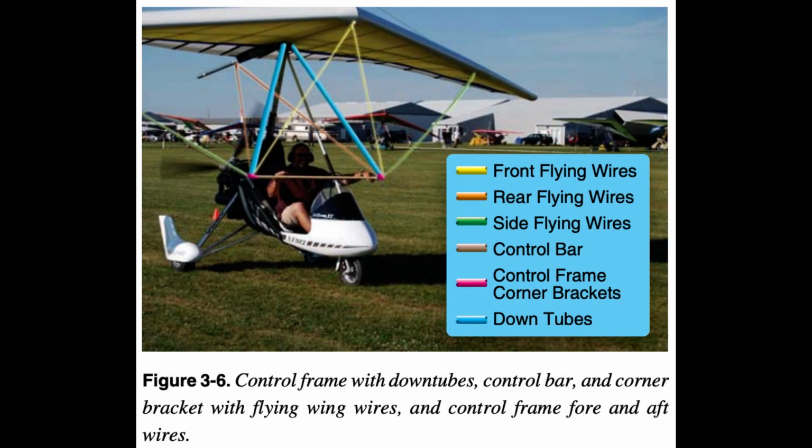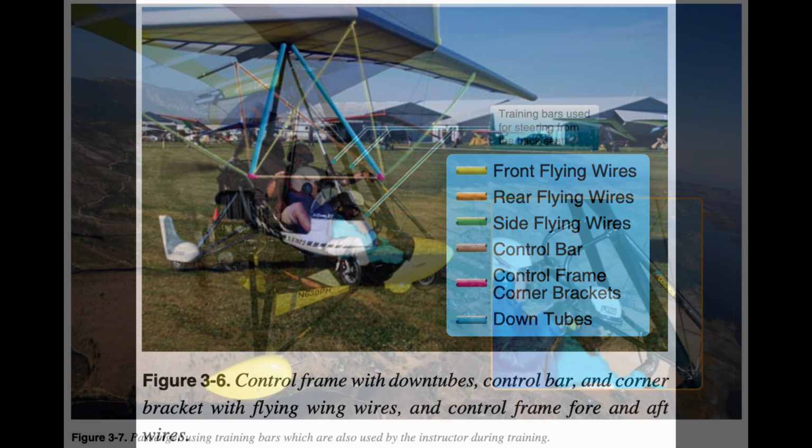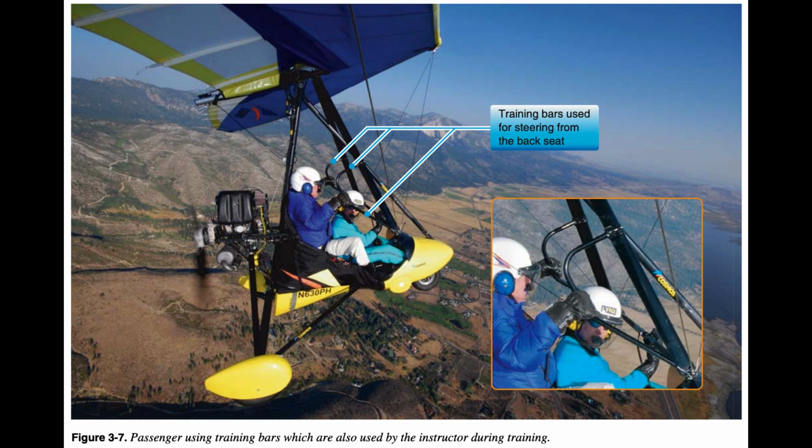Strutted wings use struts in place of the side flying wires, which is discussed later in this chapter. Training bars are added for dual controls so the person in back can fly the aircraft. These are typically used by an instructor for training but can be used by a passenger in the back also. Figure 3-7. King post with wires on top wing design.